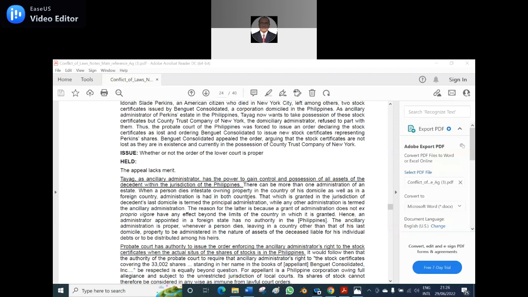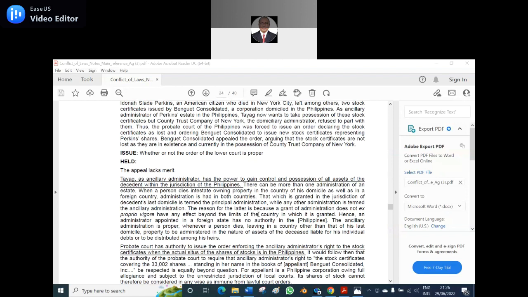When administrations are had in both countries, as far as mobile property is concerned, generally the connecting factor is the lex domicilii, meaning the domicile of the deceased is taken into consideration. The deceased died domiciled in New York, hence New York law would be applied, not Philippine law. The administration granted in the jurisdiction of the last domicile of the deceased is termed the principal administration. The principal administration here is New York, while any other administration is termed ancillary administration. Tayag is the ancillary administrator, but the principal administration is New York.